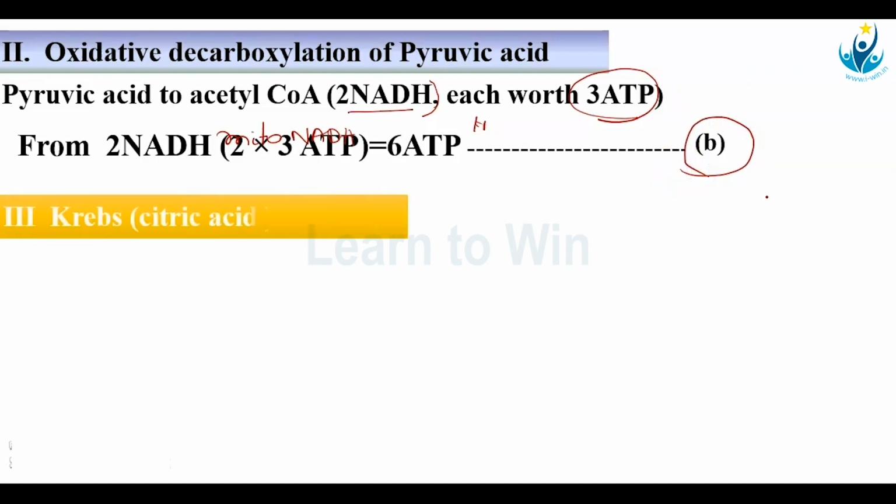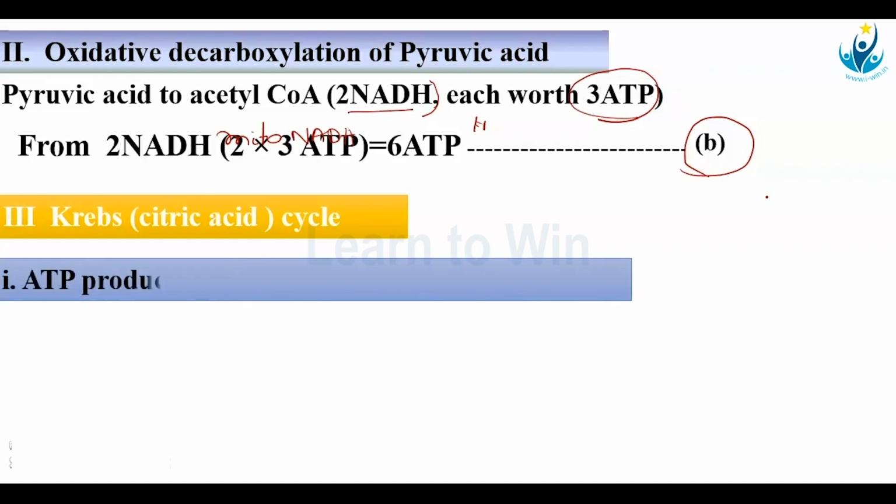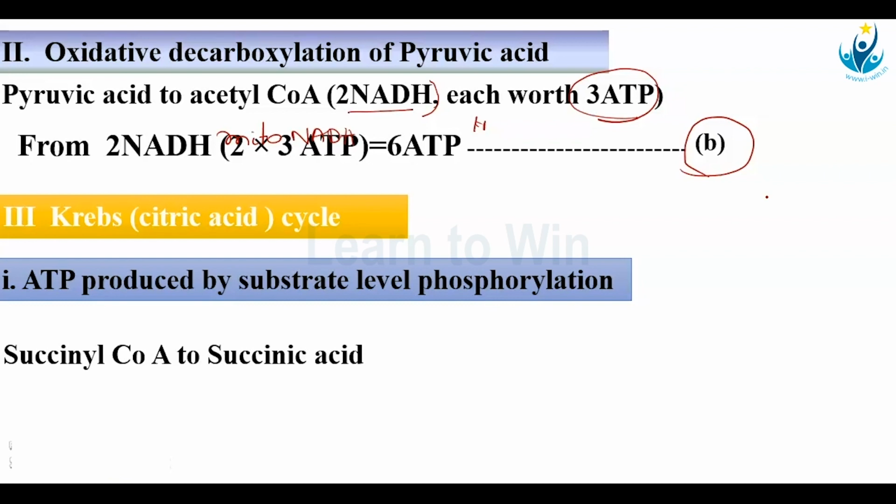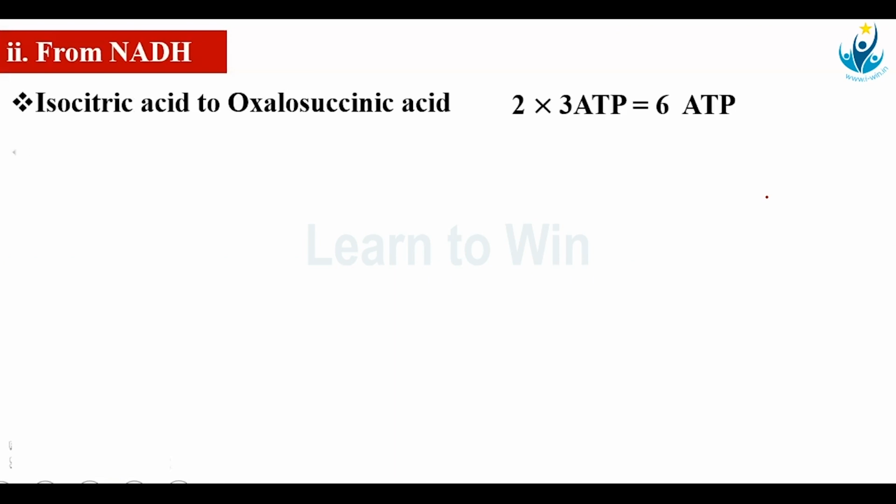Now, next will be the Krebs cycle or the citric acid cycle. In the citric acid cycle, there is one substrate level phosphorylation reaction where succinyl-CoA is converted into succinic acid, and you are producing 2 ATP. This is direct. Other than this, there will be NADH formed at 3 different levels.